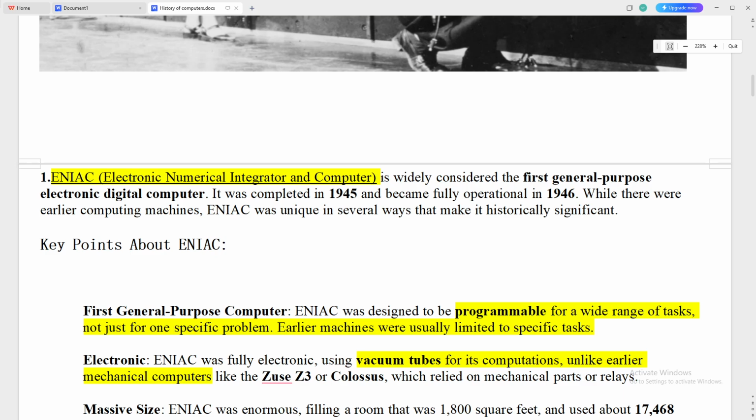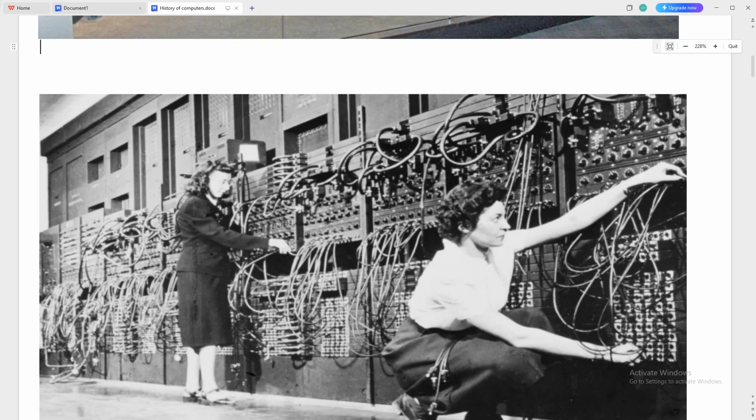Before ENIAC there were other computers, but ENIAC changed the overall structure of everything. So we can say that the first general purpose electronic digital computer is ENIAC. It was completed in 1945 and became fully operational in 1946. You can just imagine how much time, value and investment it took to build these big computers.